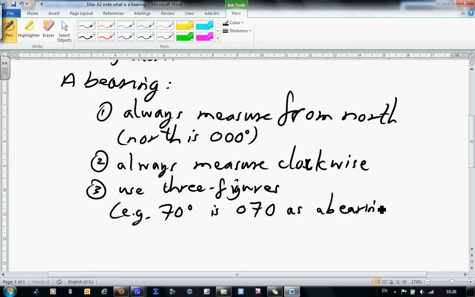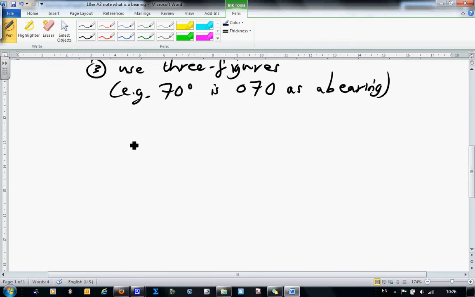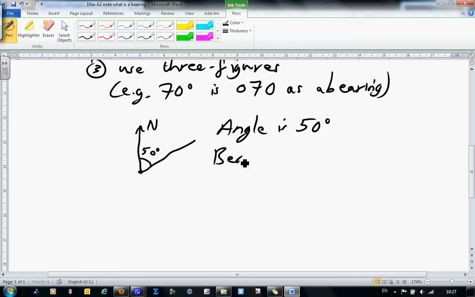So this is what we've got. North is always, by definition, at the top of the page, facing the top of your screen. So if I mark an angle which is, say, 50 degrees, that's the angle. The angle is 50 degrees. But the bearing is 0, 5, 0 degrees.